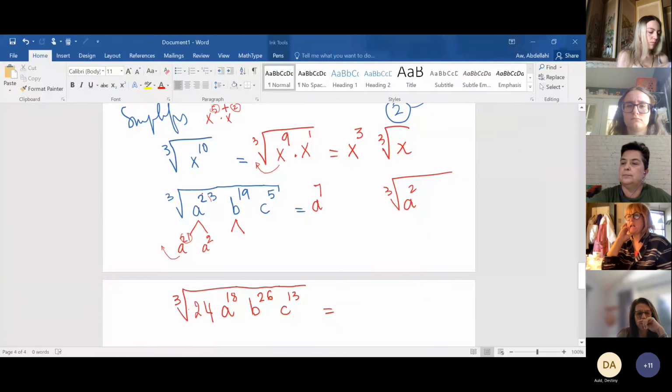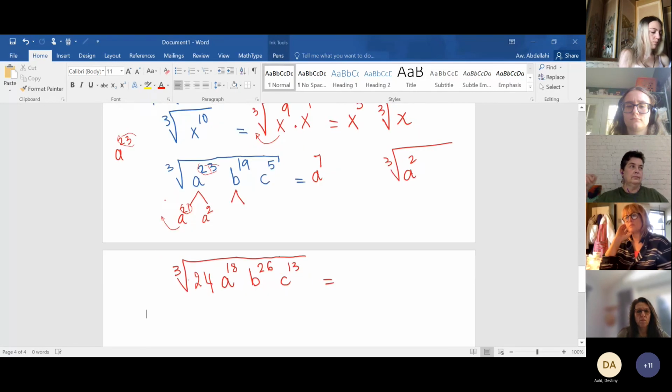Oh, okay, you mean this one right here? Yeah. A to the 23? Weren't we just crossing out 3s a second ago? Yeah, but we cross out 3s when the whole power is 3, right? But here the power is 23.